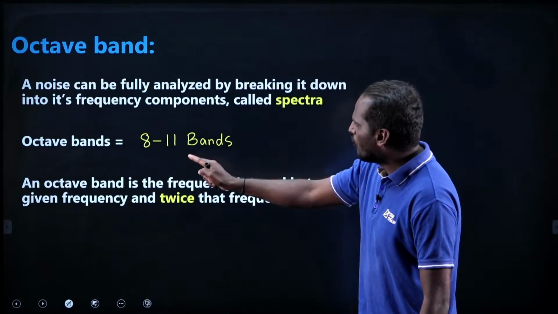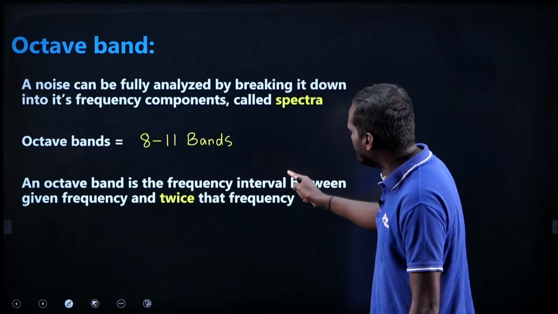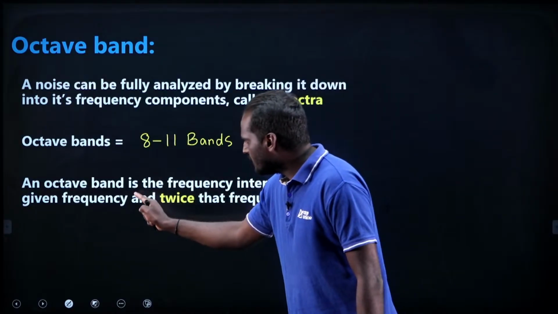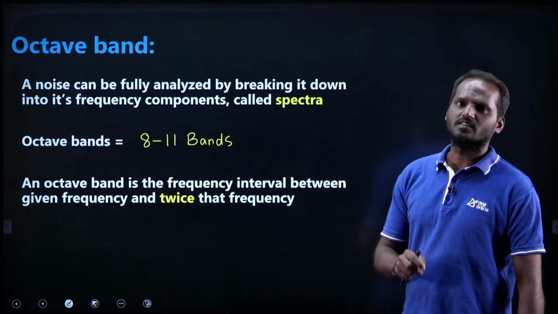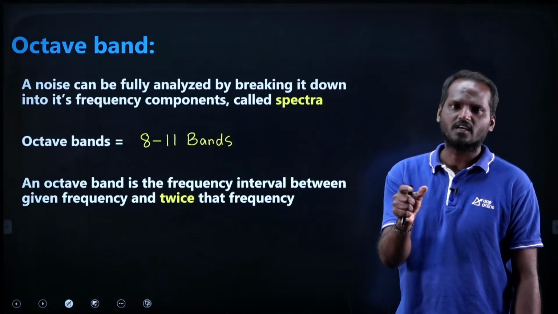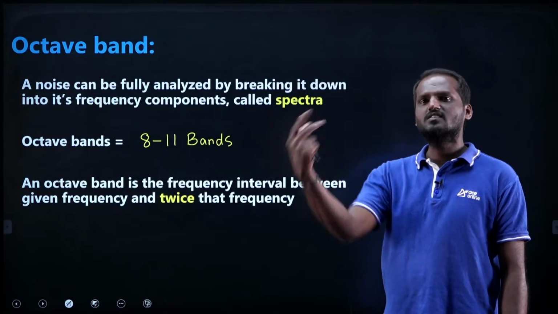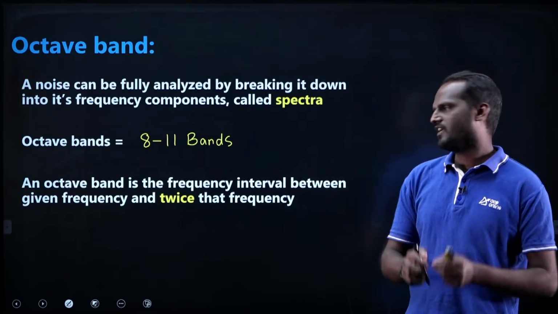Now, an octave band is the frequency interval between a given frequency and twice that frequency. This is what an octave band is: a given frequency and twice that given frequency. That is the frequency range.